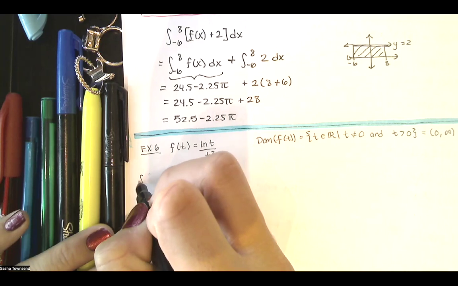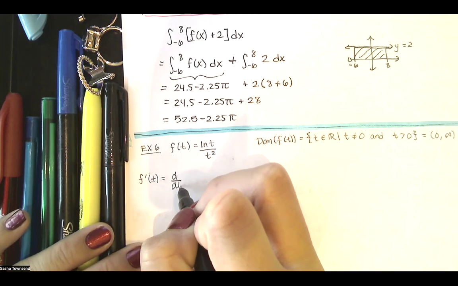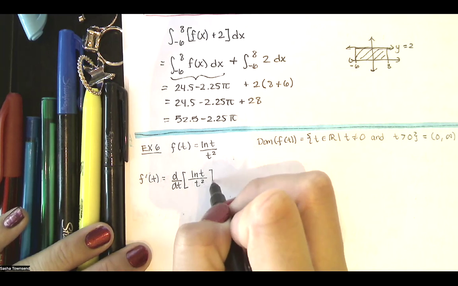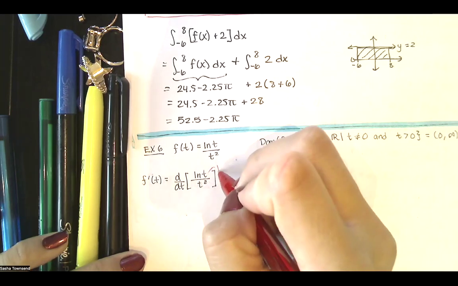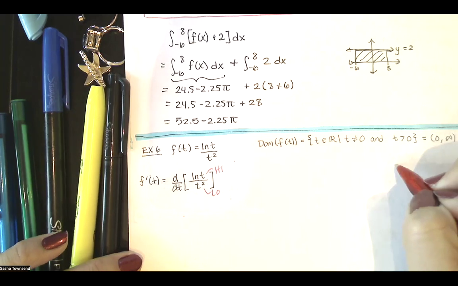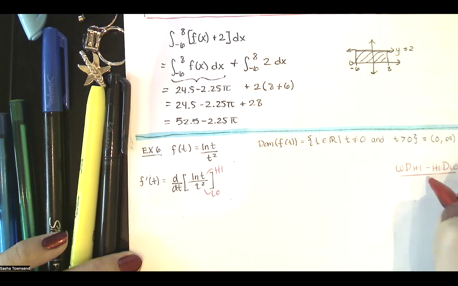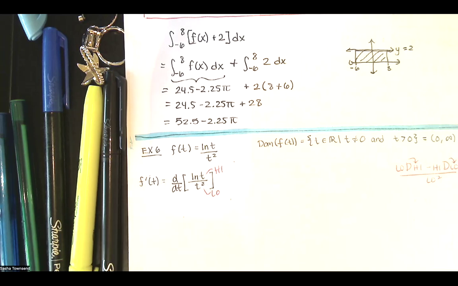If I want to take the first derivative, that requires the quotient rule. So we're going to take the derivative with respect to t of natural log of t divided by t squared. We'll call this top function the high function, and the bottom function the low function, and then we'll use our mnemonic to compute the derivative. It's low d high minus high d low over low low. And that d is an operator. It applies to whatever's in front of it.